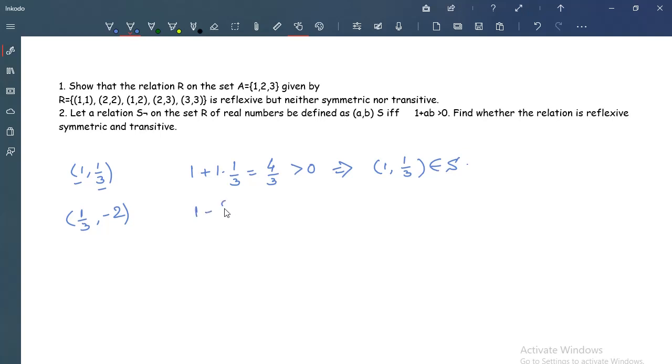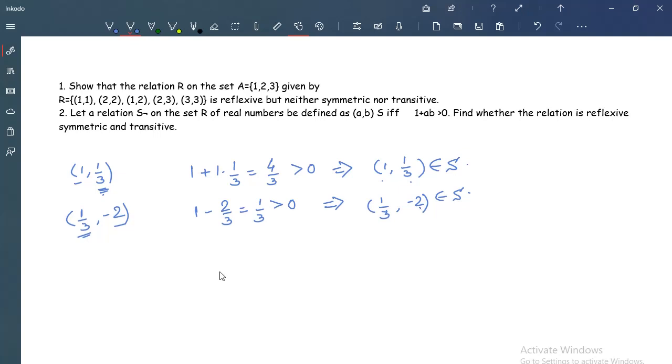1 minus 2 by 3. This is A, this is B. Here the relation ends with 3. Here the relation begins with 1 by 3. And this is 1 by 3, which is again greater than 0. So 1 by 3 minus 2 belongs to S. 1 and 1 by 3 are related. 1 by 3 and minus 2 are related.